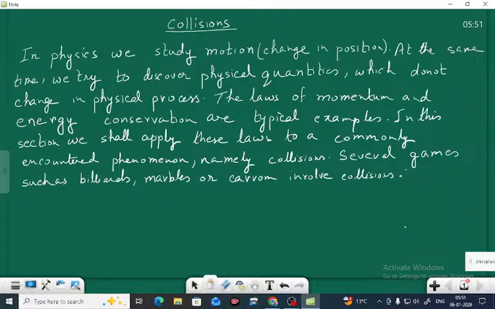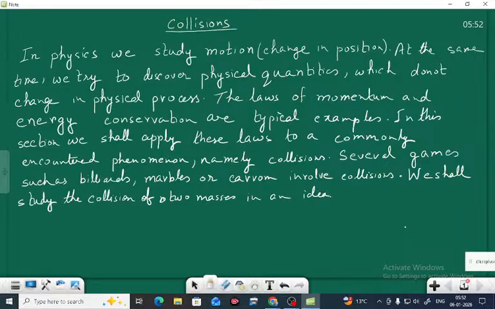We shall study the collisions of two masses in an idealized form.